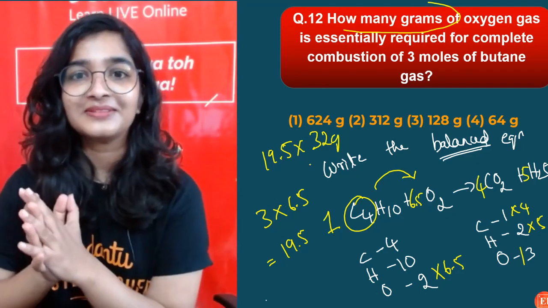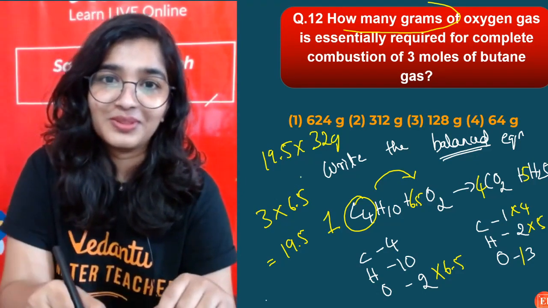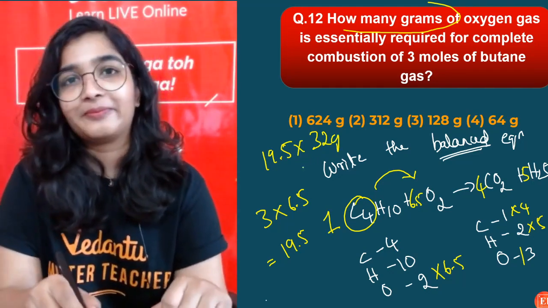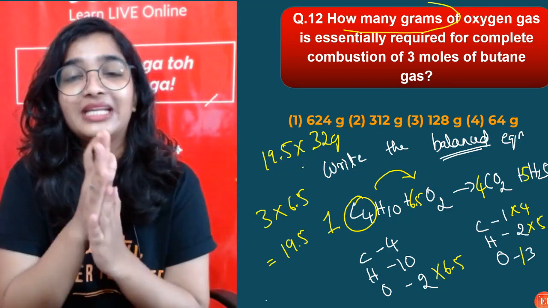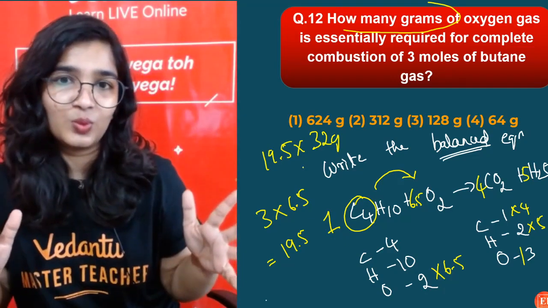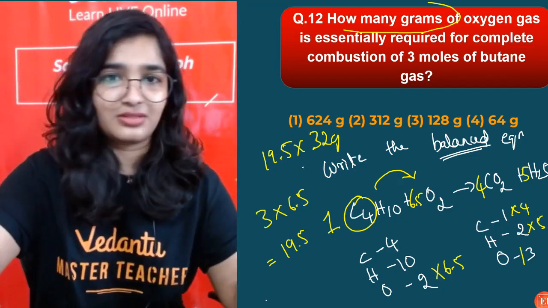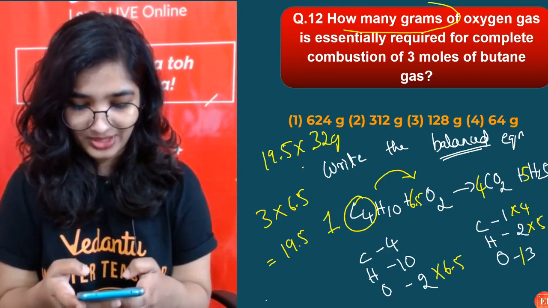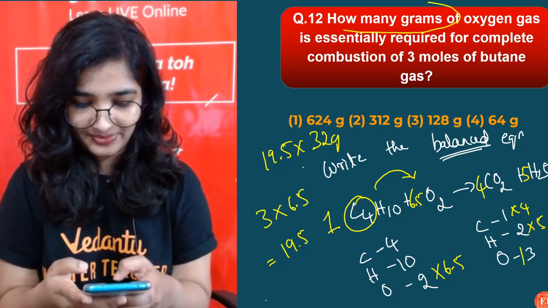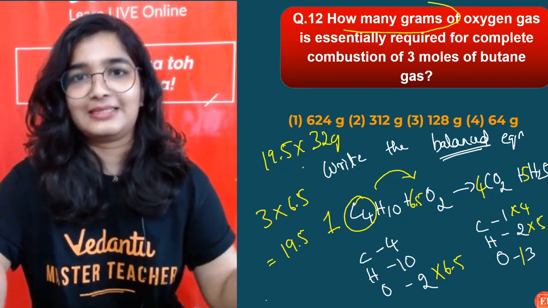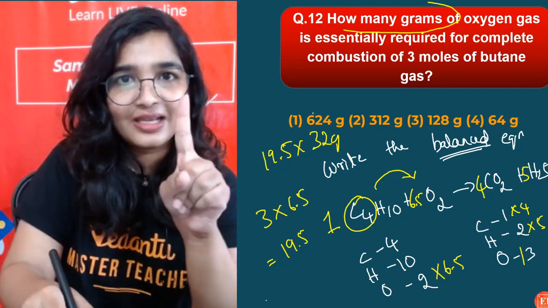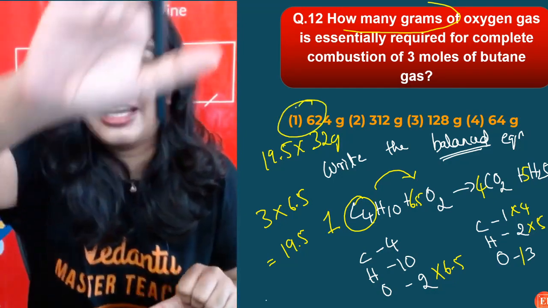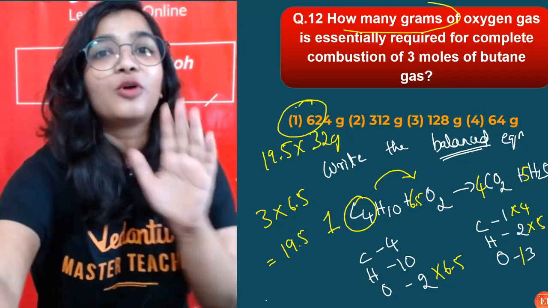And I know the answer. Let me also do it. Okay. So how many grams? 19.5 into 32. Let me just confirm it. I'm very poor in math. 32. Yes. Okay. Option 1, 624 gram. Very good. Give me a high five. Good job, people. You got this, no?